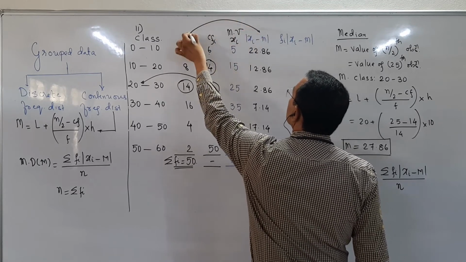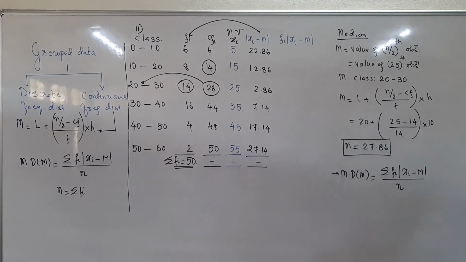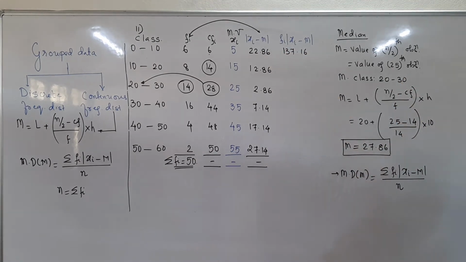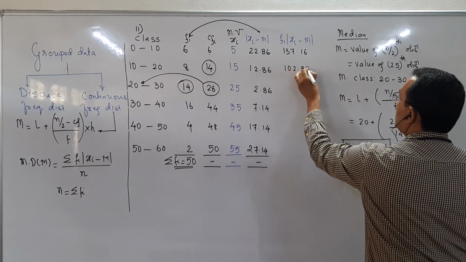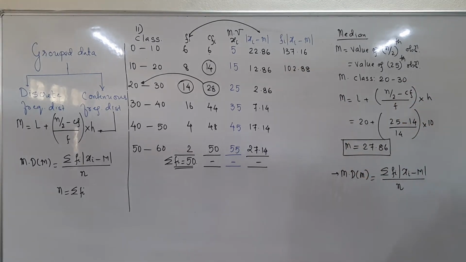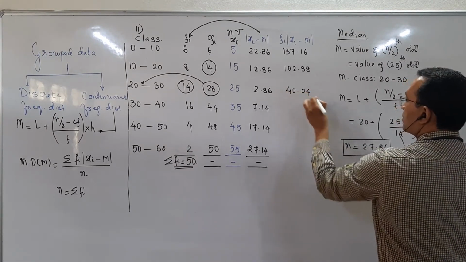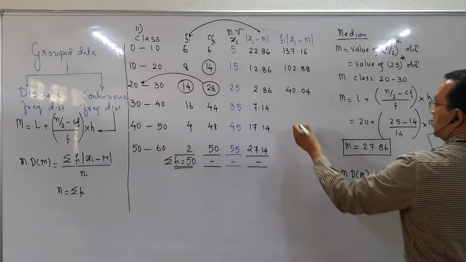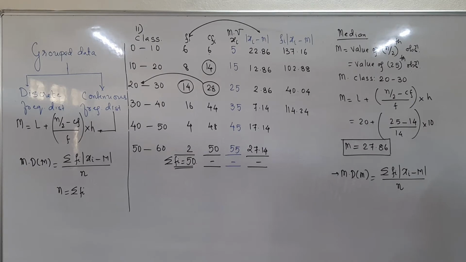Multiply fi into mod xi minus M. 6 into 22.86, 137.16. 8 into 12.86 will be 102.88. 14 into 2.86, 40.04. 16 into 17.14, 114.24. This we have to calculate before it. 4 into 17.14, 68.56.